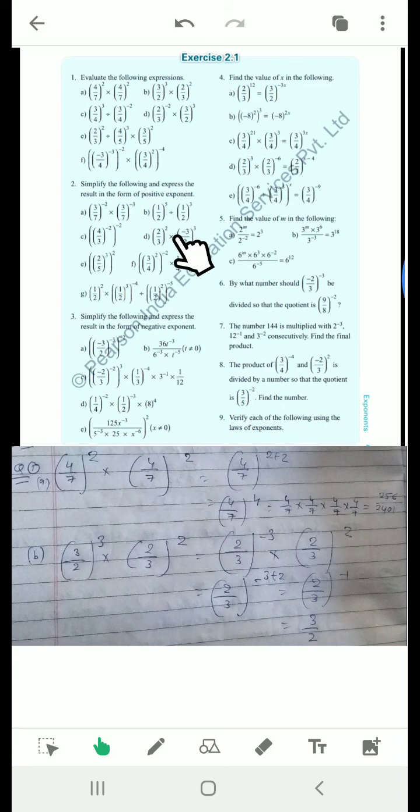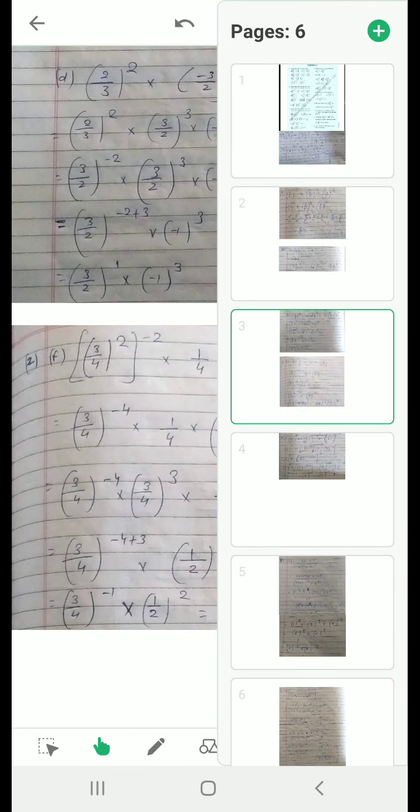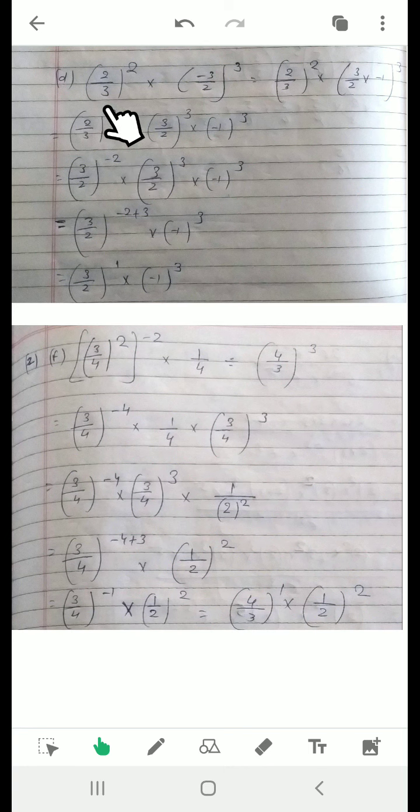Then 2 upon 3 power 2 multiply minus 3 upon 2 power 3. That I have solved, and on the next slide you can see this 2 upon 3 power 2 multiply minus 3 upon 2 power 3. First of all, this is minus. I have written 3 upon 2 multiply minus 1. Can write 3 upon 2 multiply minus 1, then it will be minus 3 upon 2.